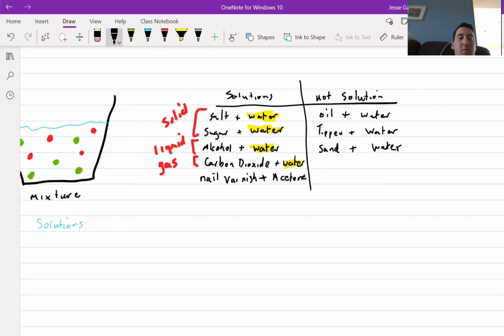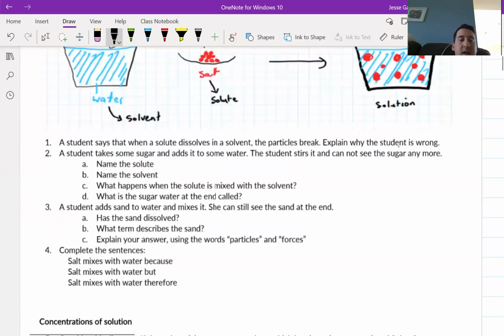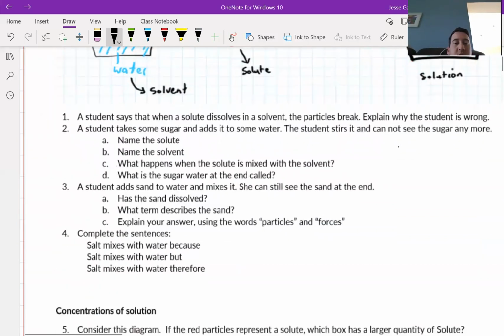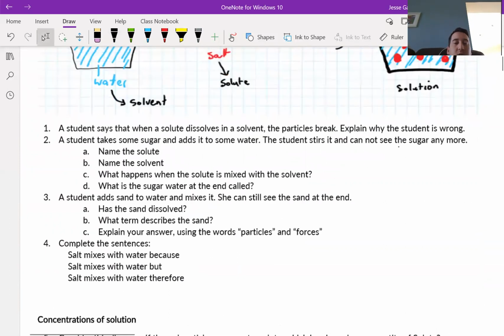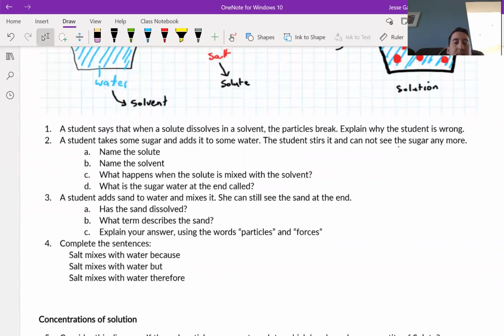Right, so hopefully we're very firm on the idea now of what a solution is, and we are ready to have a go at some of these questions. All right, so I want you to pause the video and work your way through these. So notice the last question there. If you're not sure what you have to do in number 4, you actually have to use these sentences as the start of your sentence. So salt mixes with water because, and then I want you to explain why salt mixes with water. So you have to finish off the sentence with something that makes sense.